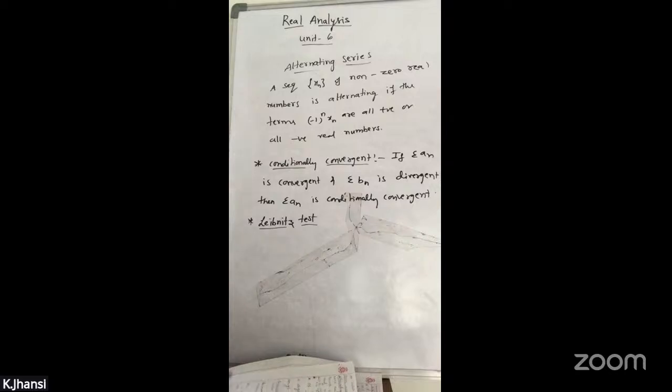So Leibniz test: if in an alternating series summation an, where an is the given sequence in the given question, the sequence modulus of an is a decreasing sequence converging to 0, as we know whenever it is a decreasing sequence it will compulsorily converge to 0, if it satisfies this condition, then the series is called a convergent series. Okay. So this is the statement of Leibniz test.